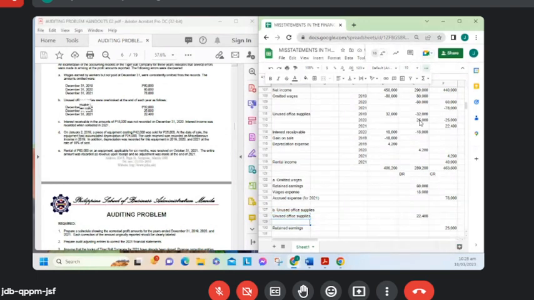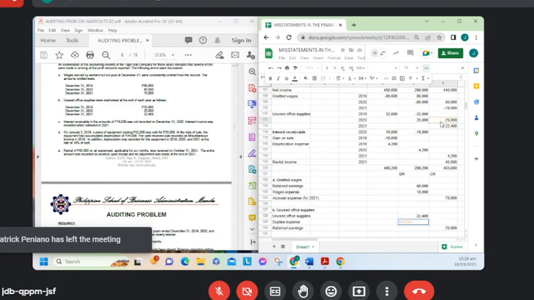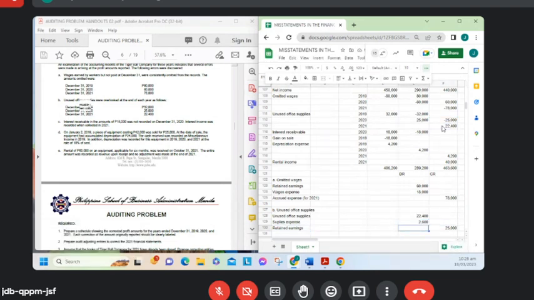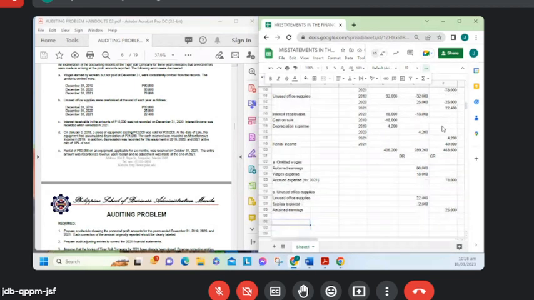So the difference is supplies expense amounting to 25,000 less 2,600. Okay, so that's for the prepaid or unused office supplies.